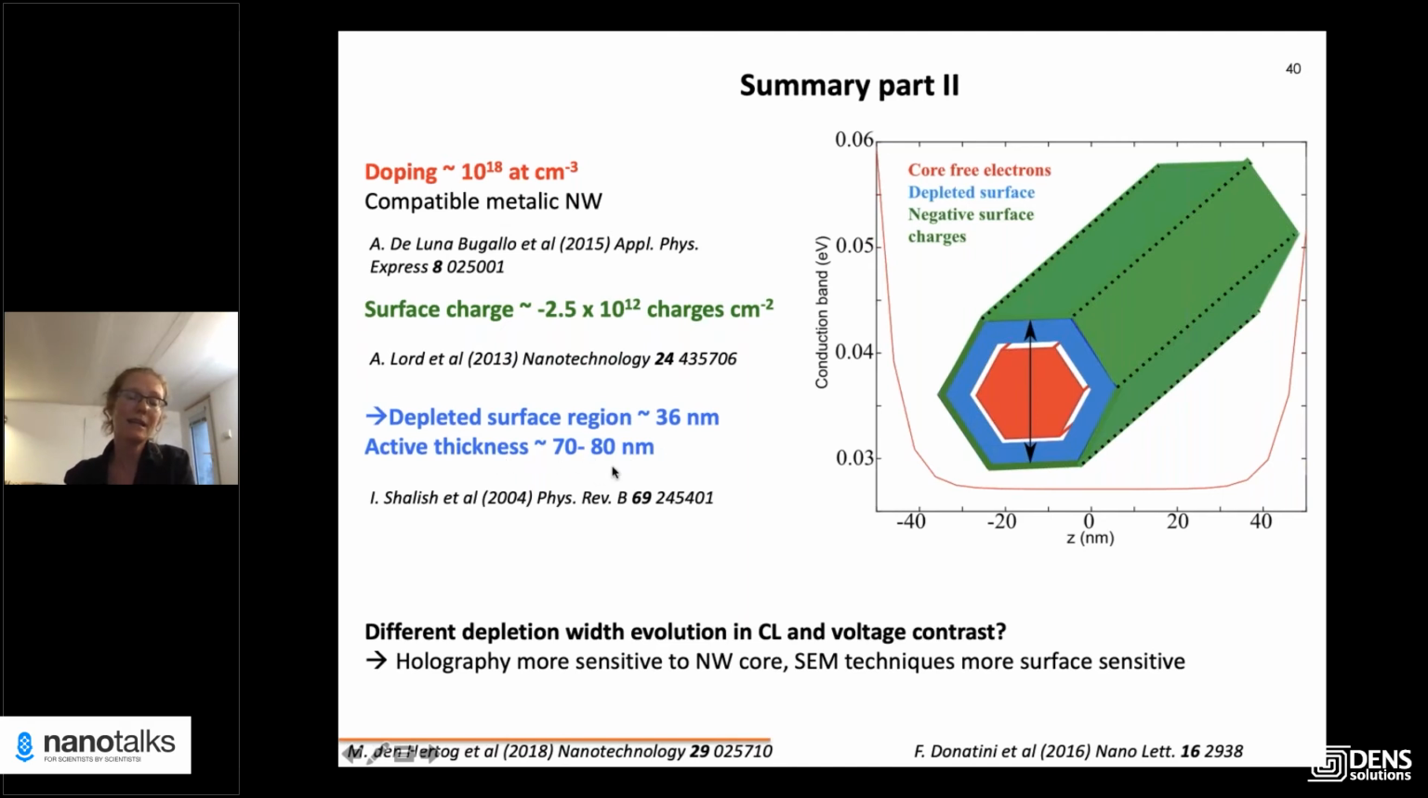So the active thickness agreed very well with the strength of the phase signal we observed. And this depleted surface region agreed very well with optical measurements in this paper. This was published in this Nanotechnology paper.